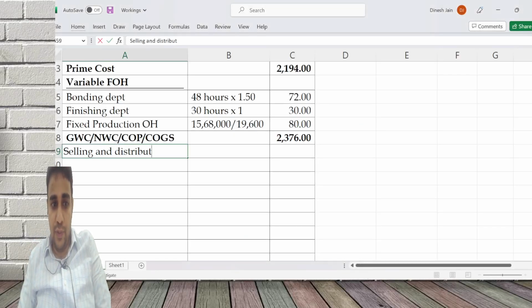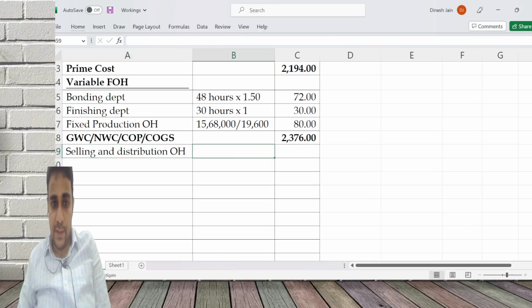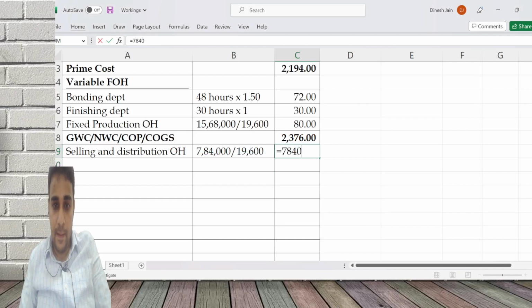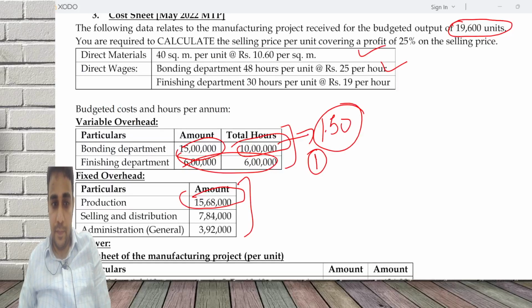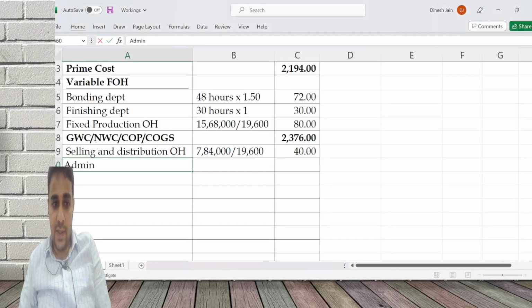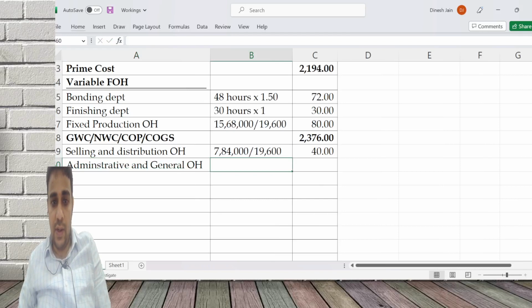Selling and distribution overheads: 7,84,000 divided by 19,600. And administrative and general overhead: 3,92,000 by 19,600.